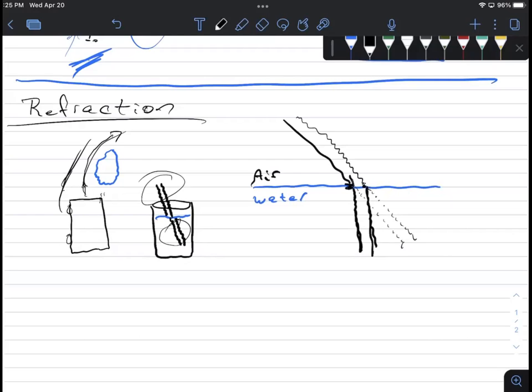And our job, what we're going to learn, is to predict how the light will bend. How much will it bend? What will be the difference between the angle coming in and the angle going out? And this is obviously quite important in everyday life, not so much nowadays, but certainly in the past.